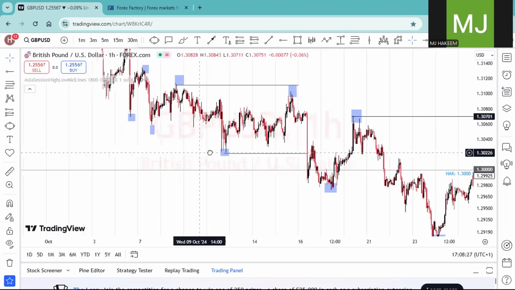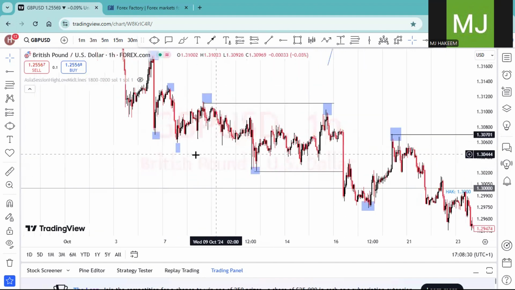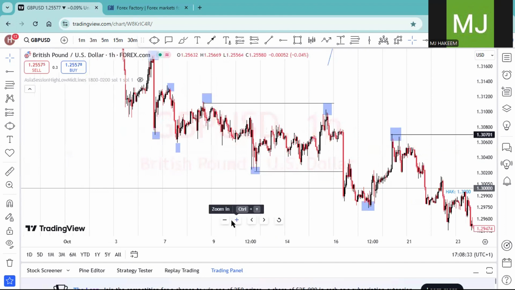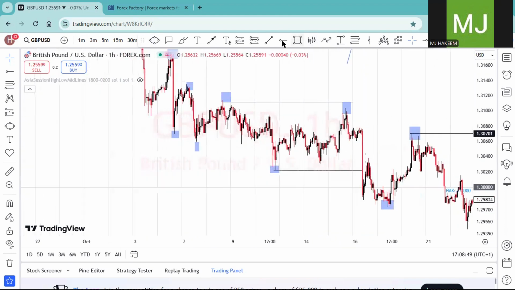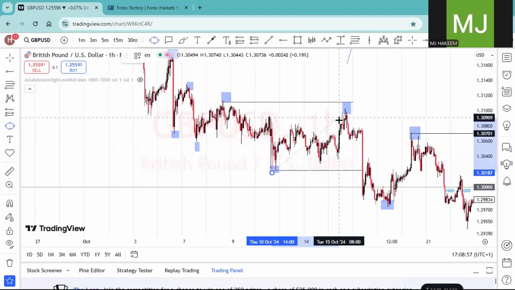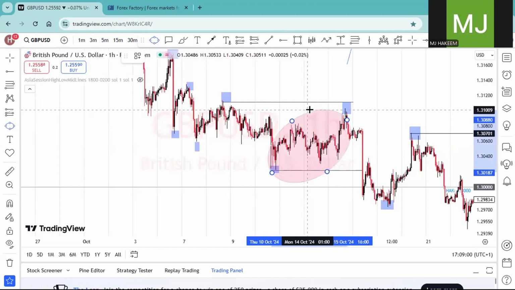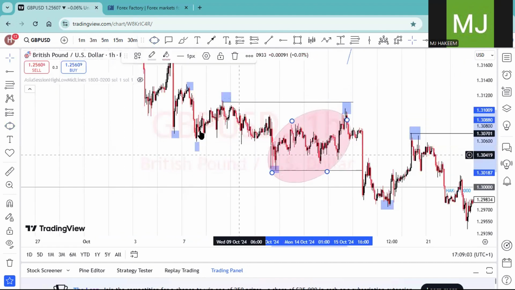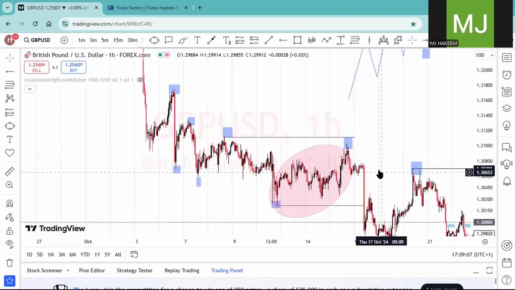And mind you, according to what I explained, structure is different in different time frames. For example, in this time frame, I think I'm using 1 hour. On this 1 hour, it is obvious that we are in a downtrend, because the market is forming lower lows to the downside.